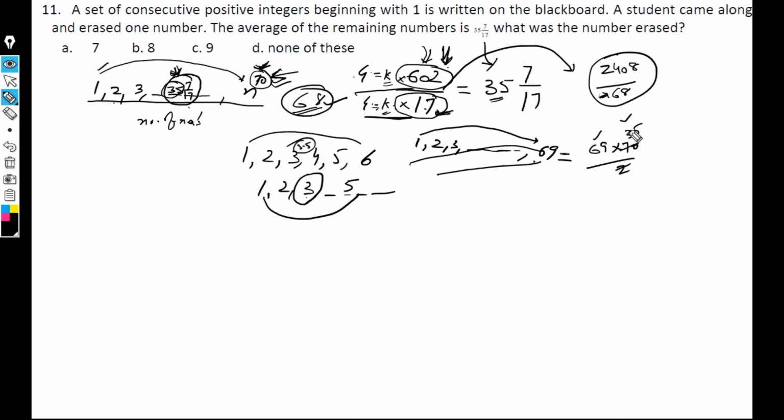Right, Madhu, right. Good job, right, right, right. So the product of these two results in 2415.